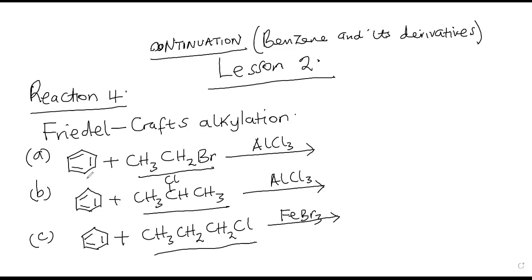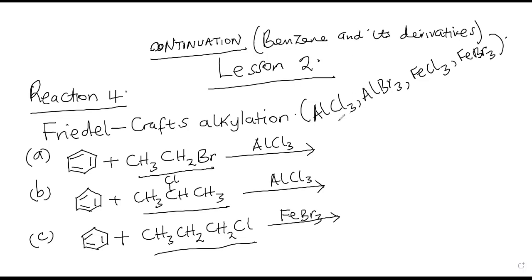Also, for these Friedel-Crafts catalysts, one can use aluminum chloride, as we've seen. One can use aluminum bromide, anhydrous substances. One can use anhydrous iron(III) chloride. One can as well use anhydrous iron(III) bromide. All these can be used as catalysts. We call them Friedel-Crafts catalysts, and the reaction is called Friedel-Crafts alkylation.